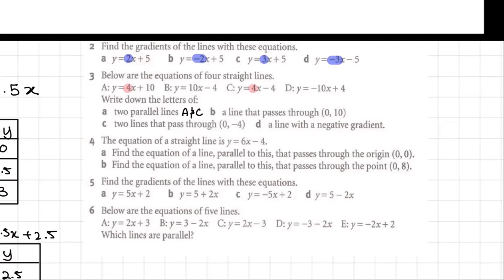Line that passes through 0, 10. How do I know this? Well, this is your y-intercept. Remember, y-intercept means that when x is 0, y is equal to that number. So I need to look for my c. It says here c is equal to 10. So only one is this one here. So A is my answer for this.